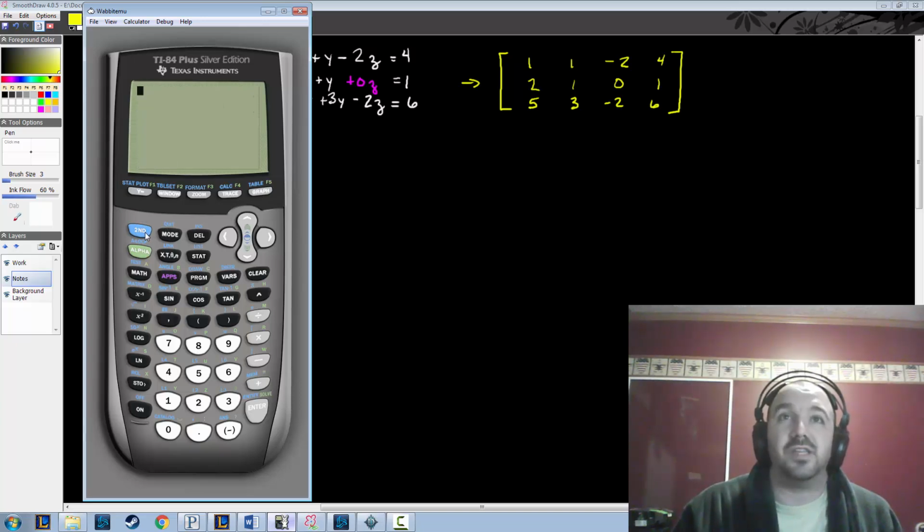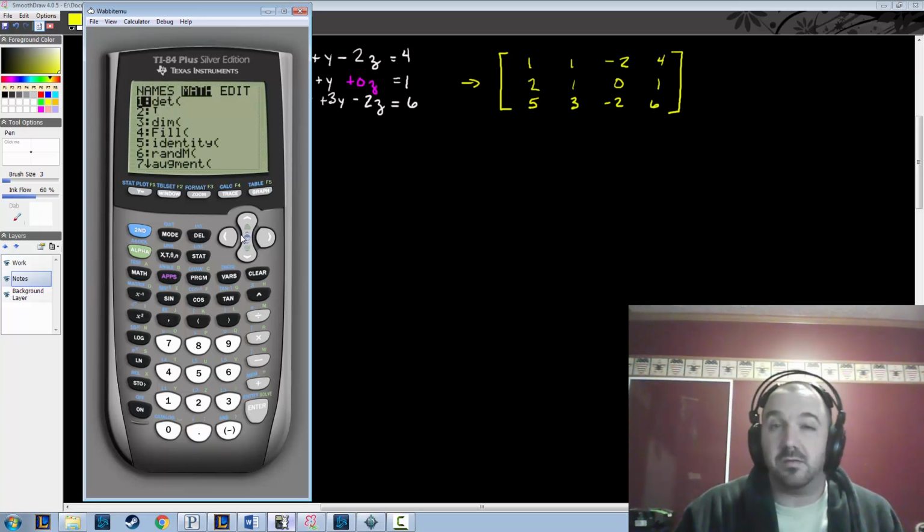Then we're going to do matrix-y things to it, and so we're going to hit second matrix again. We're going to do math. Remember, this is option B, and so this is going to be the reduced row echelon form.